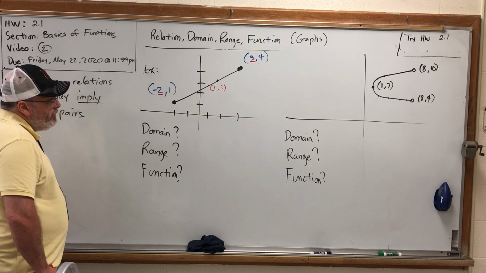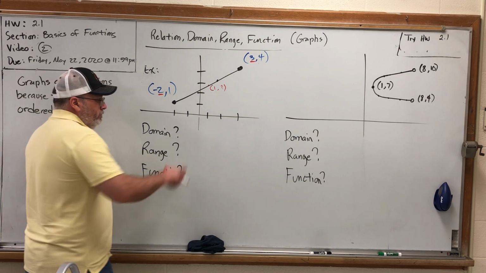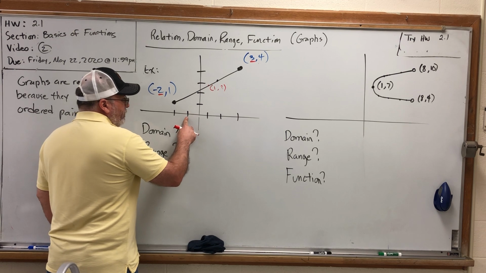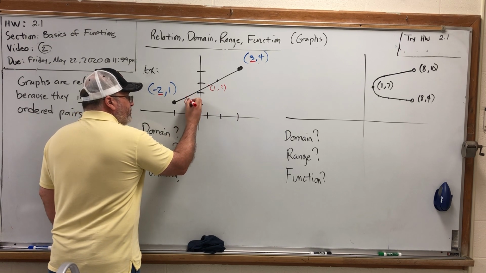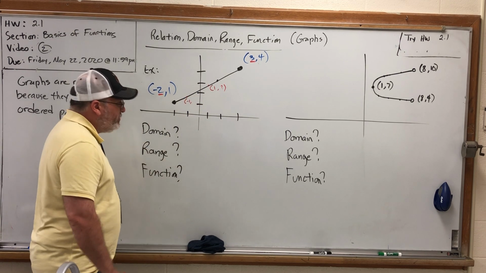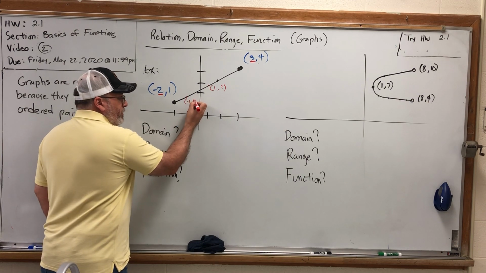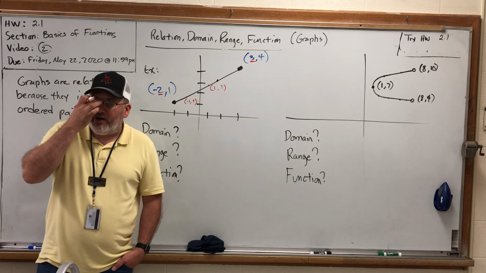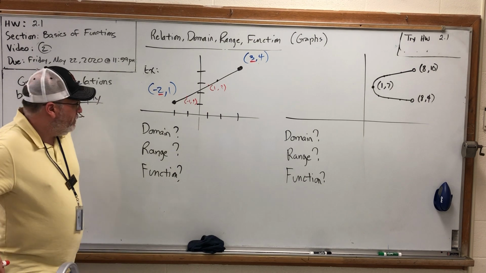Is there a point on here whose x-coordinate is -1? Let's go back to -1. Yeah, there's a point above it. So there is a point on this graph whose x-coordinate is -1. We don't know its y-coordinate, but if we're talking about domain, it doesn't matter.